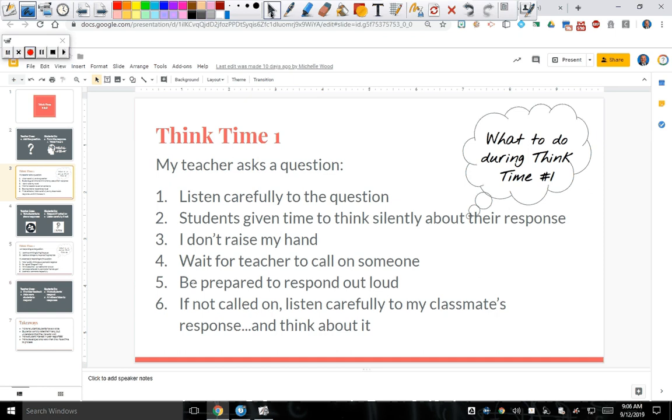During Think Time 1, you're going to listen carefully to the question that I have. You're going to give time to think about it silently. Don't raise your hand. There's no need to, because I'll call on you randomly. And then wait for the teacher to call on someone. Be prepared to respond out loud. And again, when you are responding, everyone is listening carefully. If not called on, listen carefully to my classmates' response and think about it.